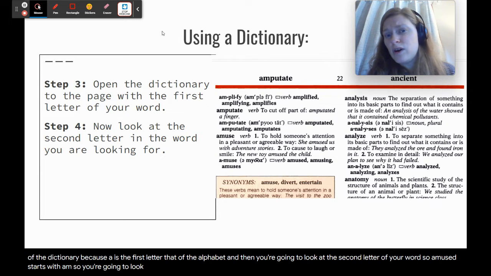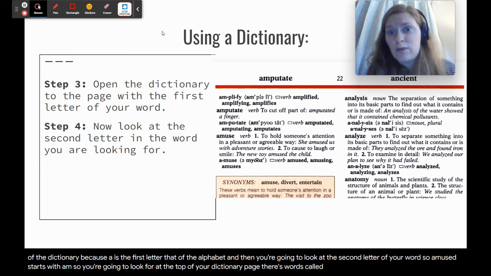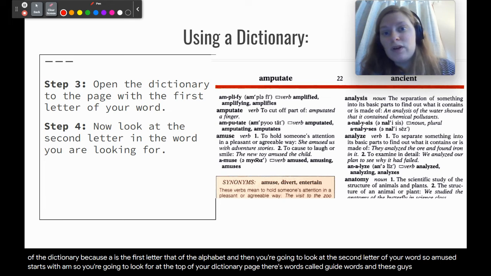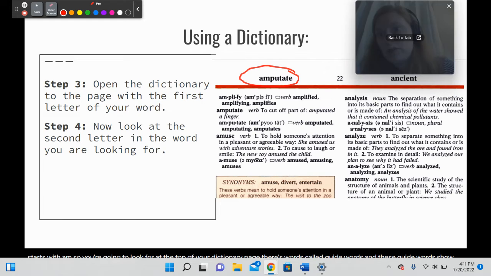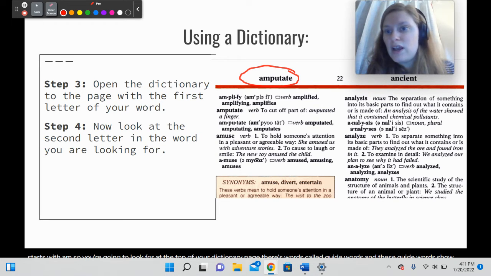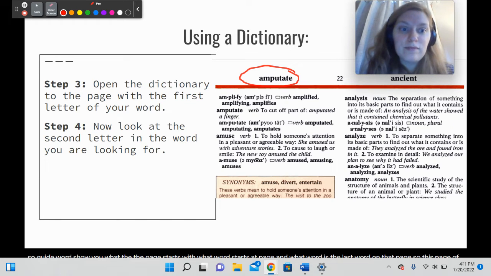So at the top of your dictionary page, there are words called guide words. And these guide words show you what words are included on your page. So this over here, amputate, is a guide word, and ancient on the other side is also a guide word. So guide words show you what word starts that page, and what word is the last word on that page. So this page of the dictionary starts with words that start with AM.